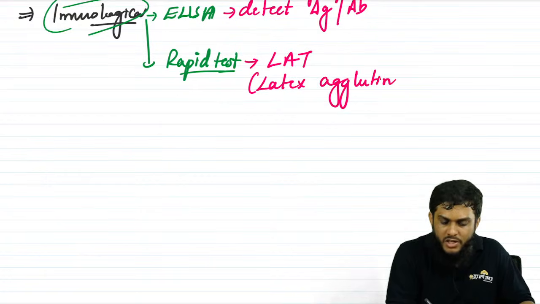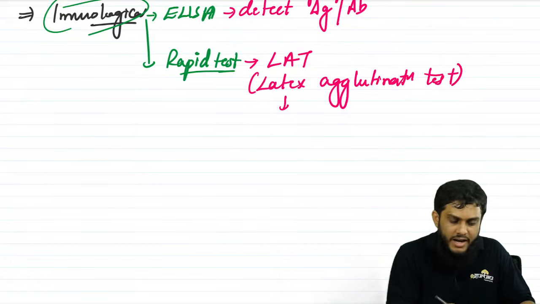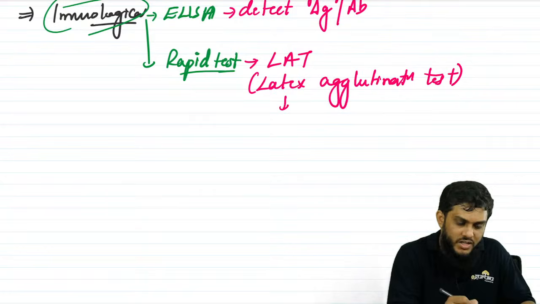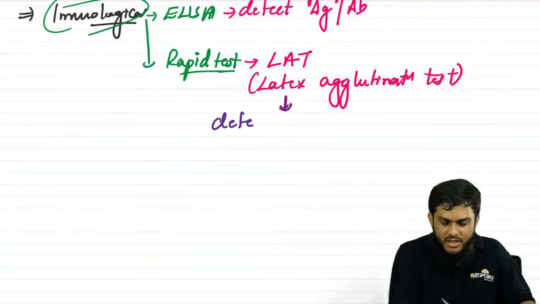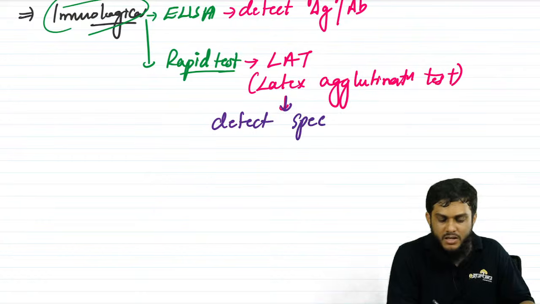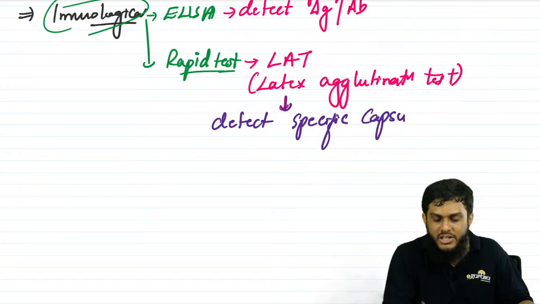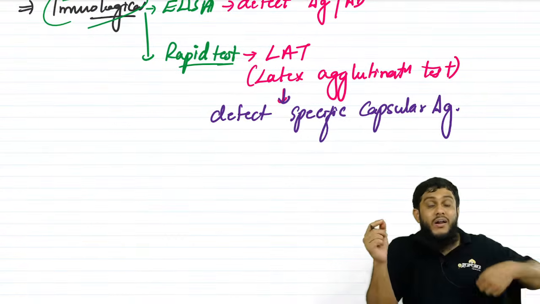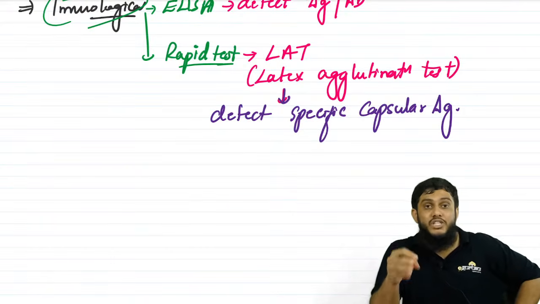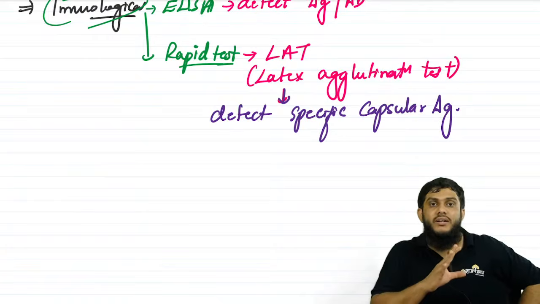Latex agglutination test. In the latex agglutination test, very important, what do we detect? We detect the organism specific capsular antigen, because most of the bacteria which cause meningitis are capsulated.